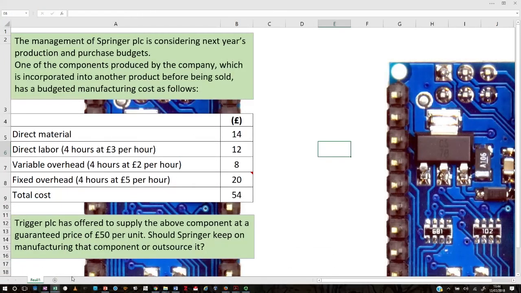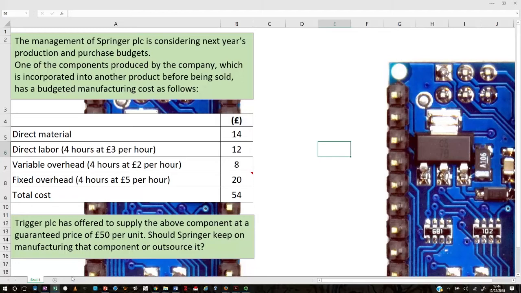This one, Springer, was a super simple exercise. The question which was asked was the following: should you manufacture the component or should you outsource it? And you were given the total cost. So what you see on row number 9 is the full cost of the component.